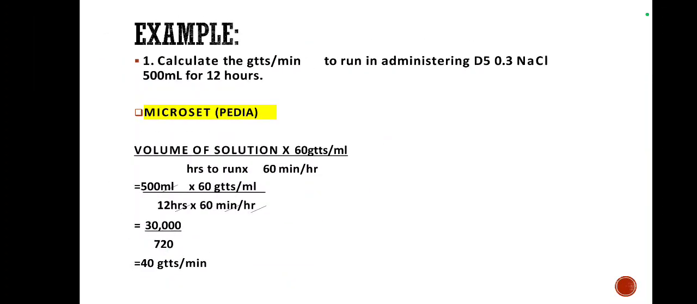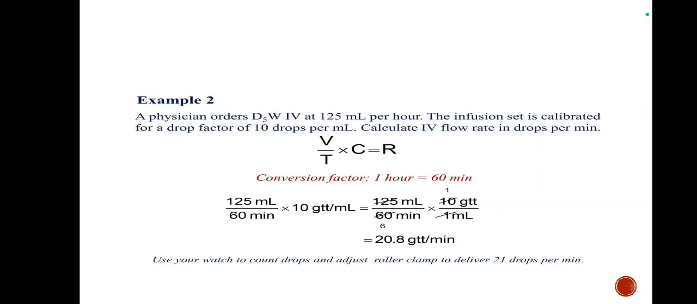Another one is for microset, for pedia. We have a volume of 500 ml for 12 hours. So 500 ml times 60 drops per ml, divided by 12 hours times 60 minutes per hour. So we have 30,000 divided by 720, which gives about 40 drops per minute.